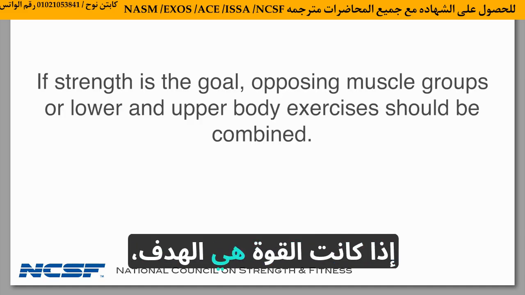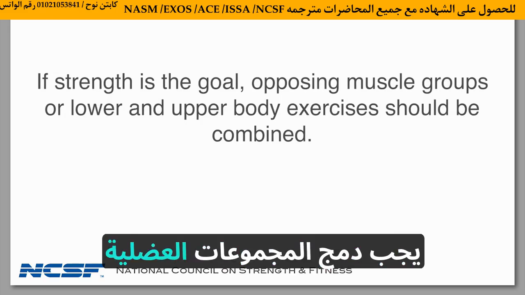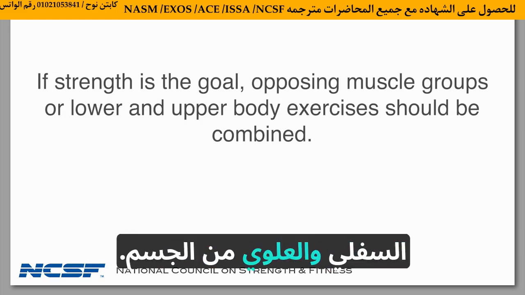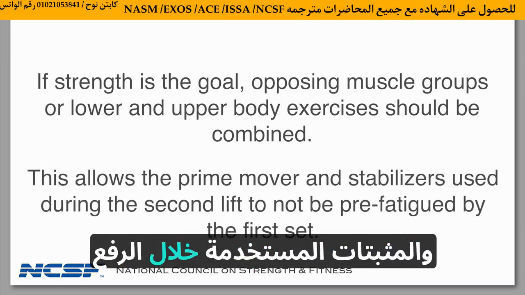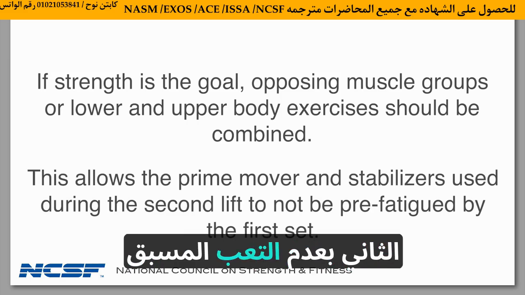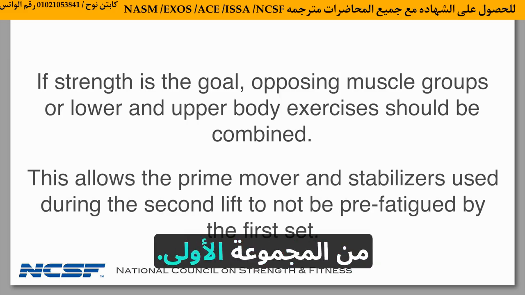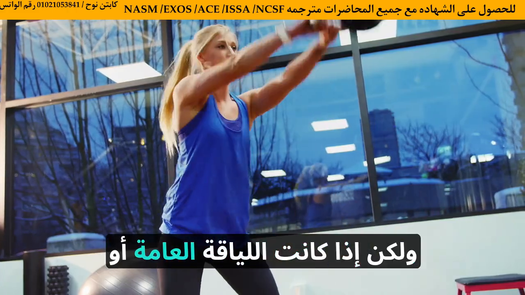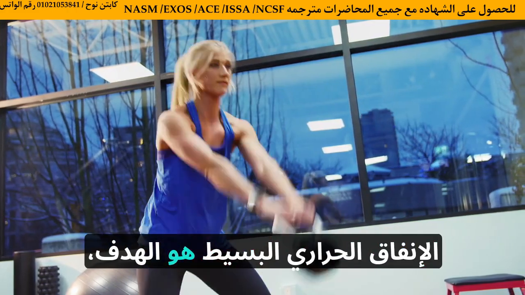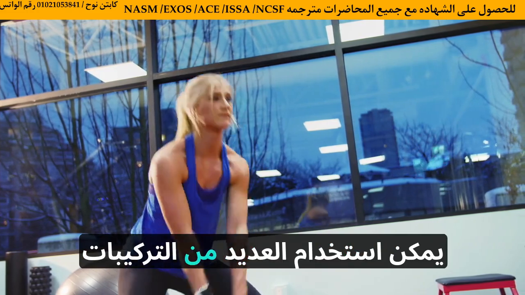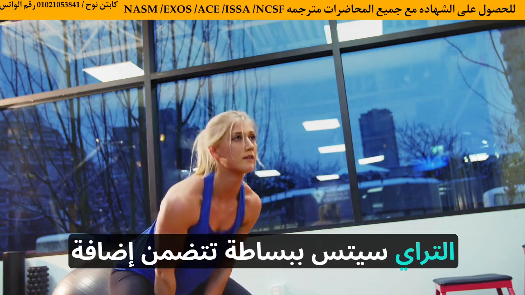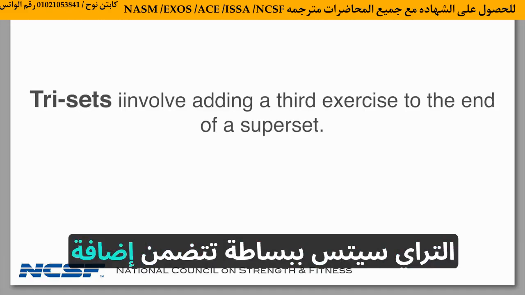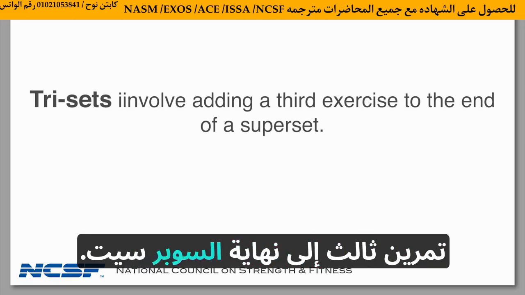If strength is the goal, opposing muscle groups, or lower and upper body exercises should be combined. This allows the prime movers and stabilizers used during the second lift to not be pre-fatigued by the first set. But if general fitness or simple caloric expenditure is the goal, numerous combinations can be employed based on practicality and the client's interests. Trisets simply involve adding a third exercise to the end of a superset.